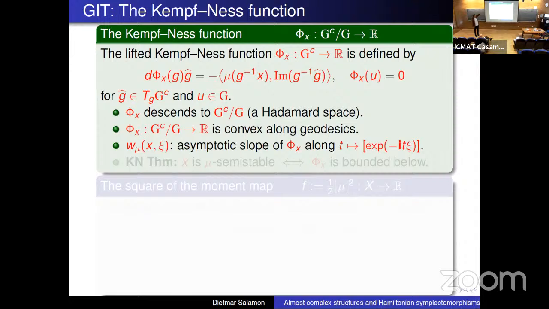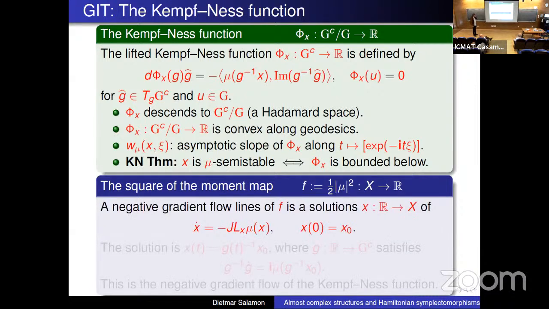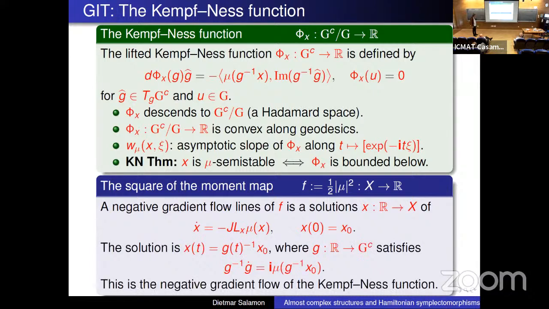And also the geometric meaning of these Mumford weights is that if you consider this Kempf-Ness function on the Hadamard space in the direction of a geodesic ray, then the slope at infinity is precisely the weight mu of x psi. And so intuitively that makes clear that if the weights are all positive, the function phi x should be bounded below, and that characterizes semi-stability. And the gradient flow of the Kempf-Ness function can then be used to establish all these basic facts. And it is closely related to the negative gradient flow of the moment map squared, which is another interesting ingredient in the story, which I'm going to skip over here.